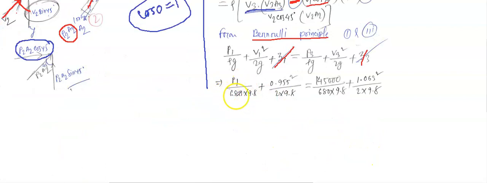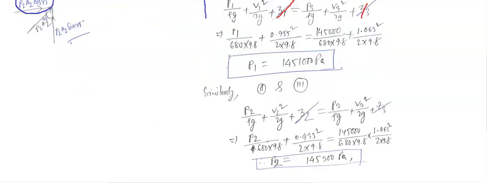Now if we substitute the other values, we don't know P1, but we know the density and the gravity. We know the velocity, we calculated it. We know V3 and we know P3. So if we substitute all of these values, then we will get P1. Just simplify these equations, use your calculator. This is very simple. So you see we got P1.